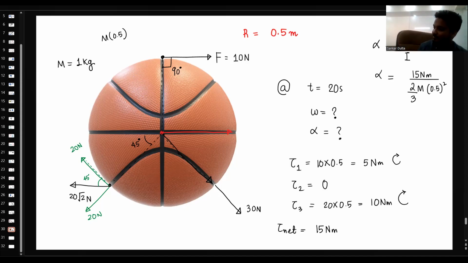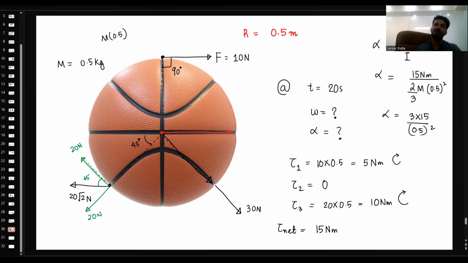It's about half a kg. Okay, half a kg also works. So if it's half a kg, then I think 2.5 is going to cancel out. So 3 into 15 divided by 0.5 kg square. Whatever this is, I'm not concerned with the calculation as long as you're able to understand how to find out alpha.